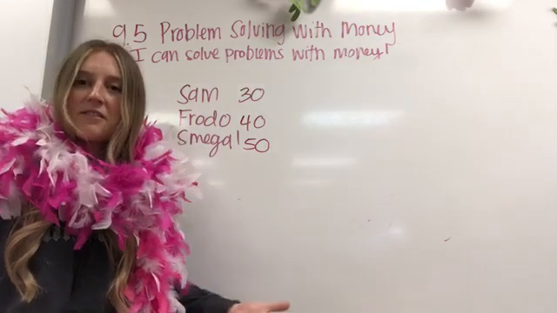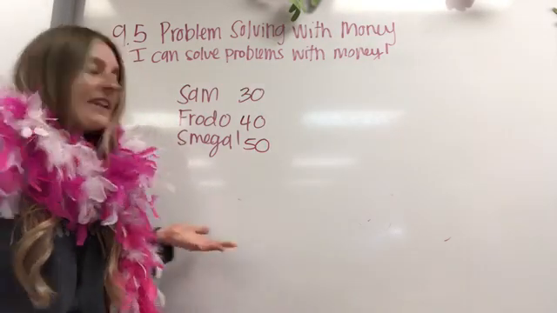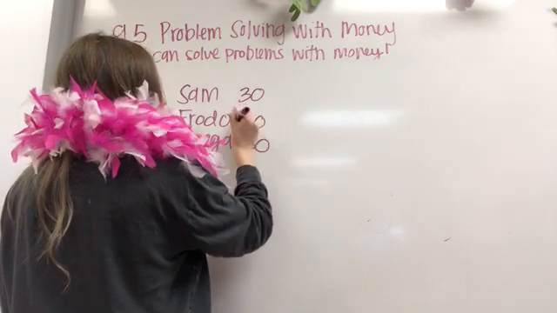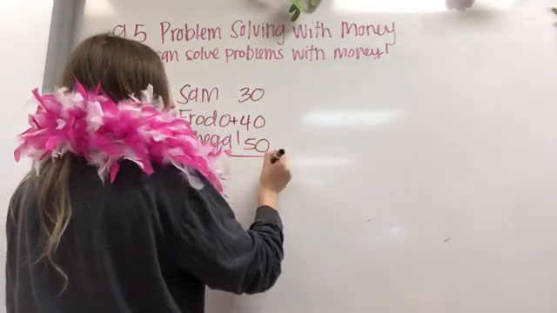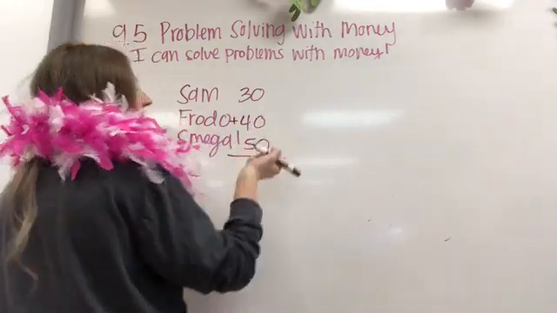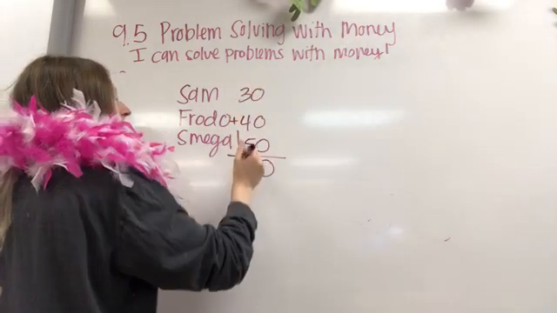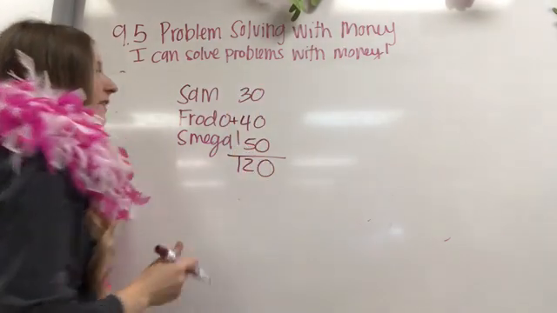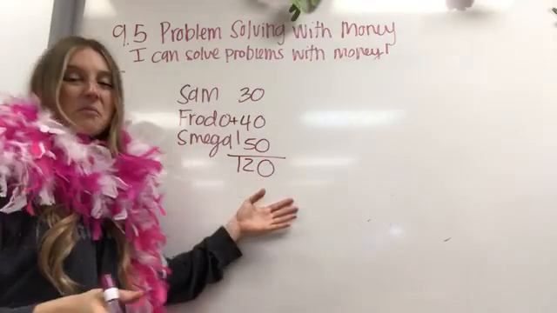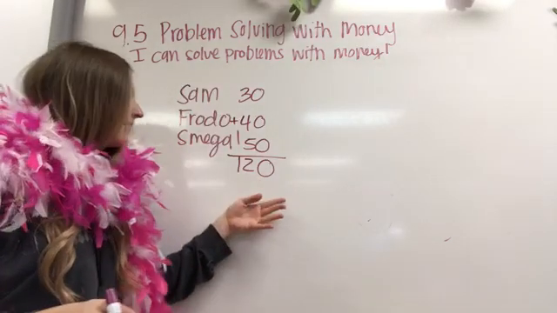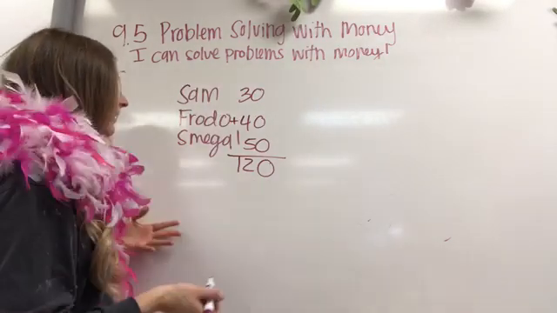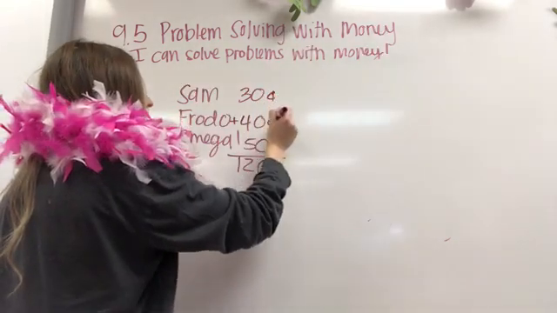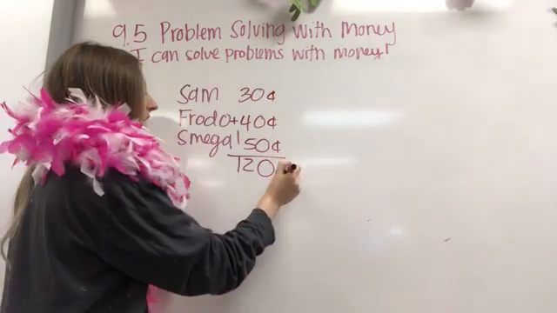Well, you could think, well, Miss Gillette, this is simple. I'm just going to add them up, okay? So what if we did? 0 plus 0 is 0. 4 plus 5 is 9, 10, 11, 12. Okay. But we have 120 cents, okay?